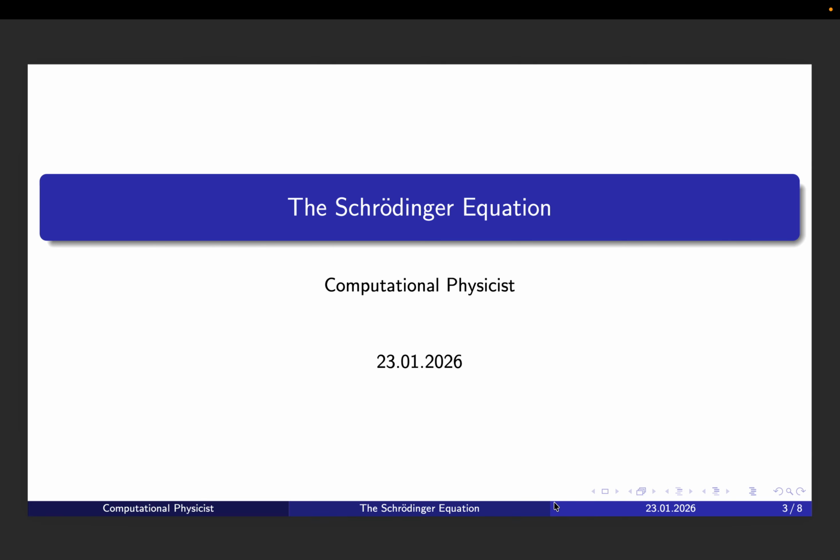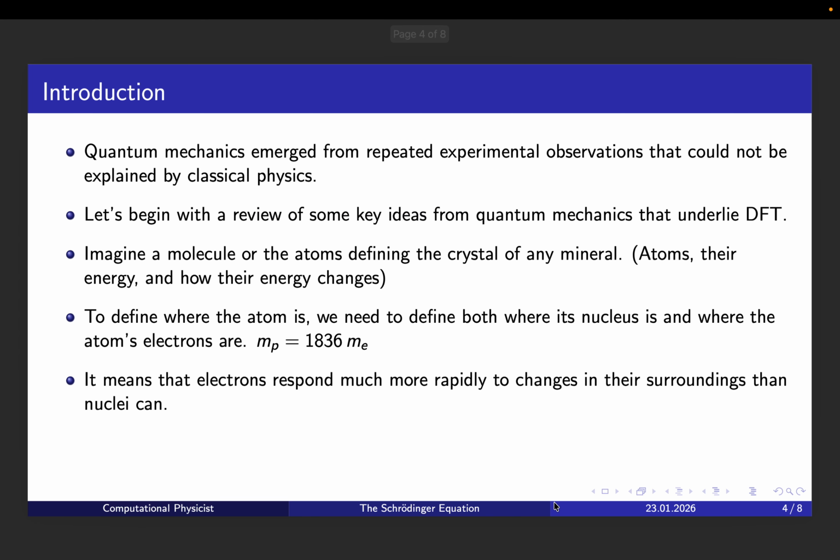Today I am going to start the first video lecture of our density functional theory series, and today we will start from the Schrödinger equation. Here we begin with the observation that one of the most profound scientific advances of the 20th century was the development of quantum mechanics and the repeated experimental observations that confirm that this theory of matter describes the universe in which we are living.